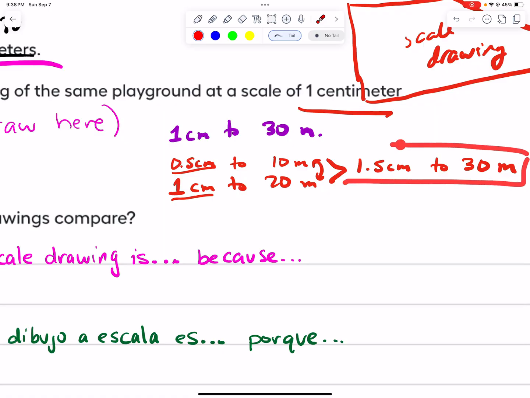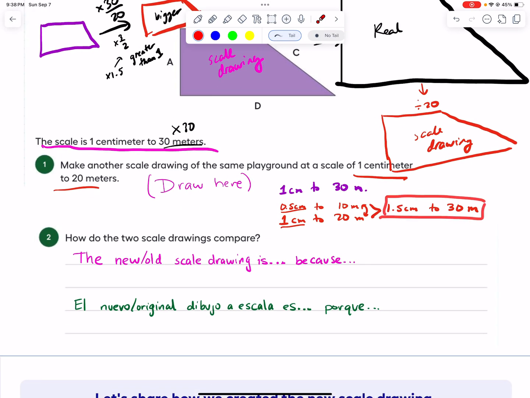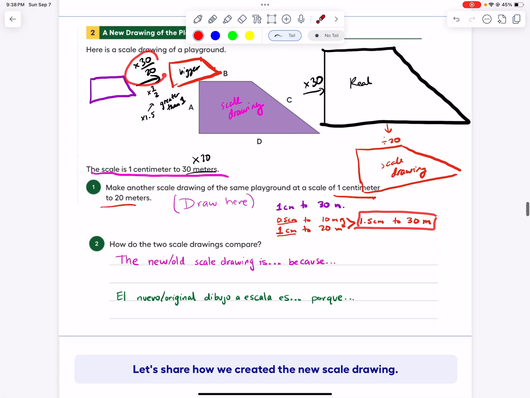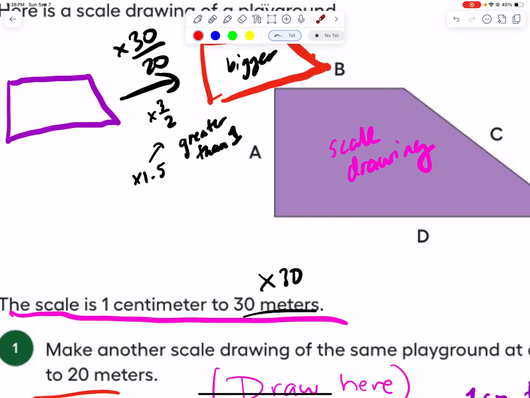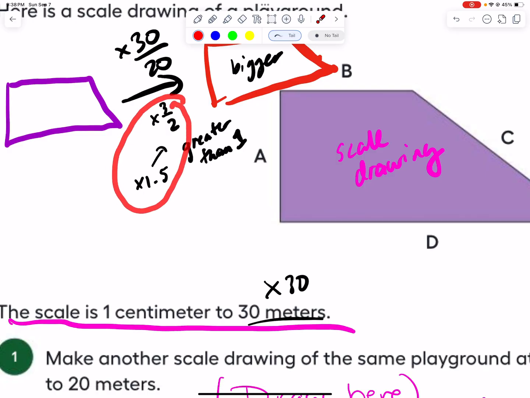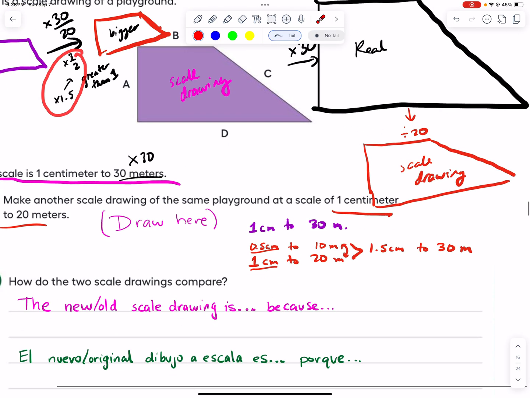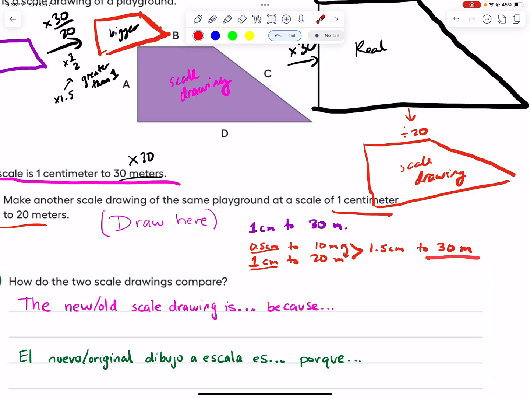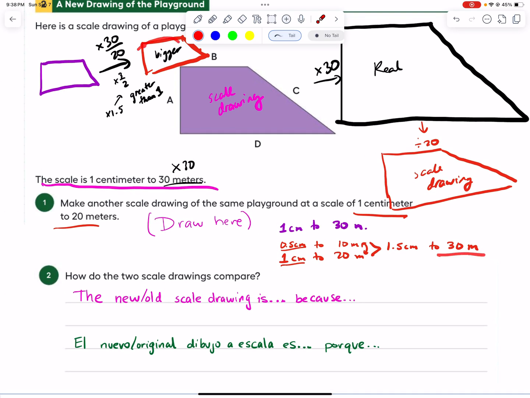This scale is the 30 over 20 scale. Notice here's the 30 and this is the 1.5. Here's 1.5. That's the scale factor. So in reality, you're saying, hey, this is 1.5 times bigger than the original one. So this is 1.5 times greater or bigger than the scale drawing here of this one.